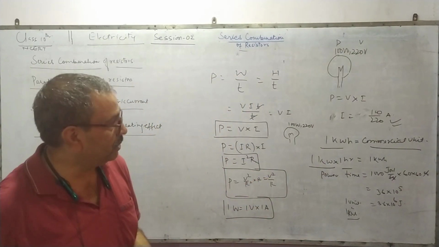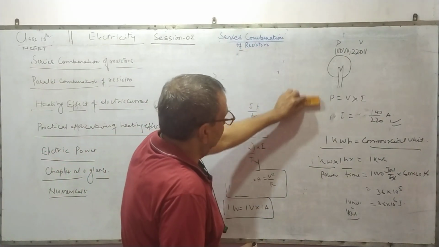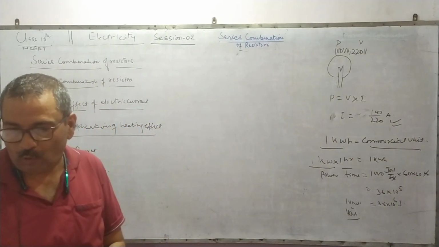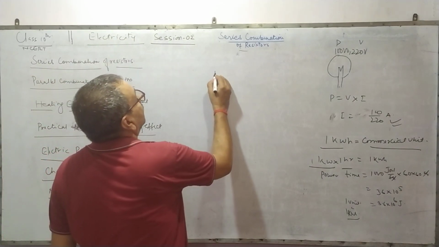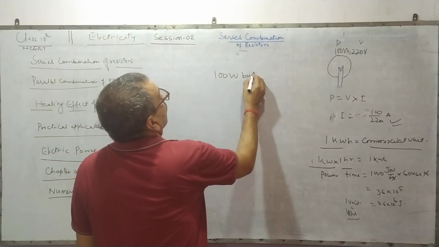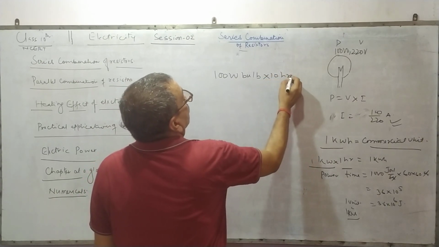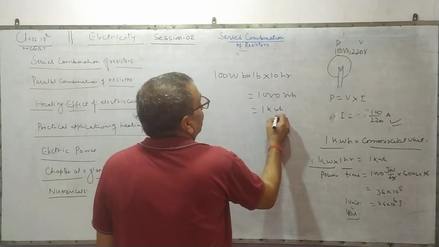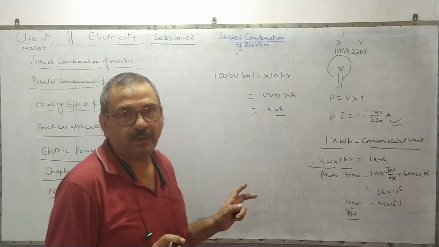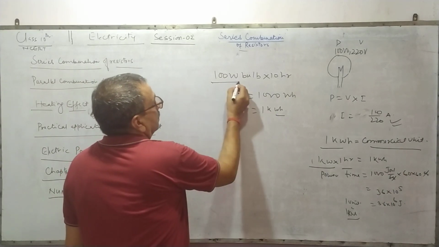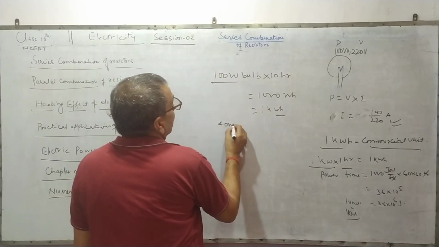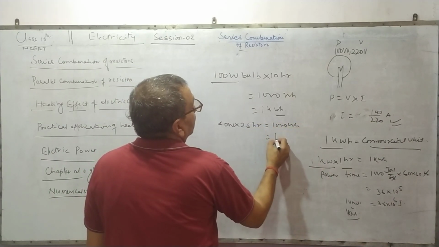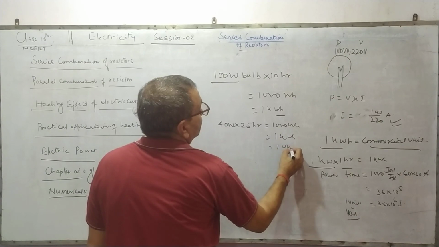So one unit of electrical energy is consumed in your home. How? When 100 watt bulb operates for 10 hours, this is 1000 watt hour, this is 1 kilowatt hour, 1 unit of electricity gets consumed. If you place 40 watt की ट्यूब, अगर आप 25 घंटे चलाते हैं तो 1000 watt hour, this is 1 kWh, this is 1 unit of electricity gets consumed.